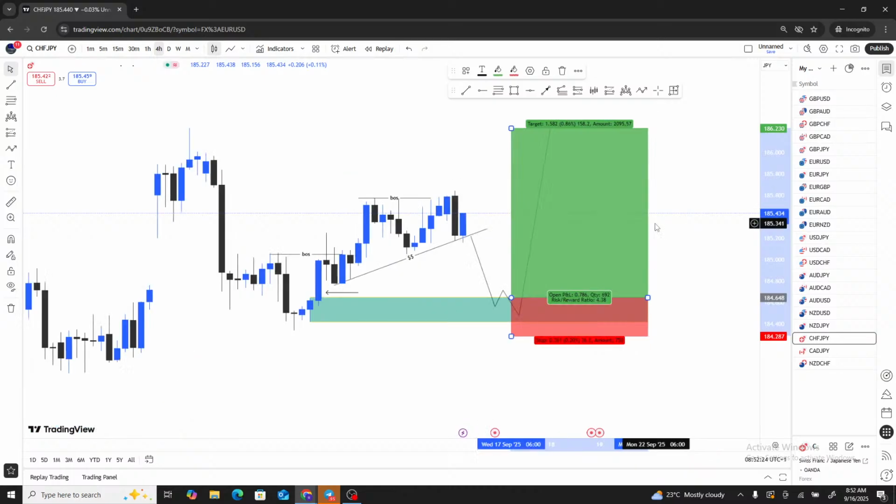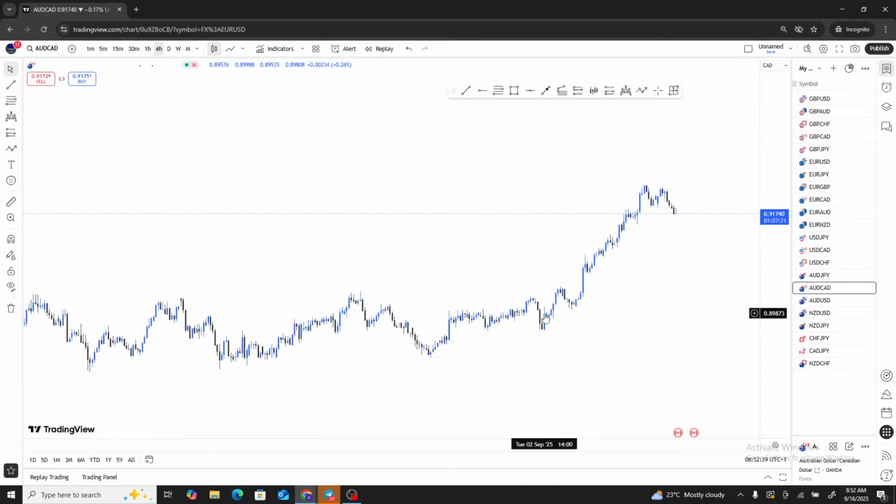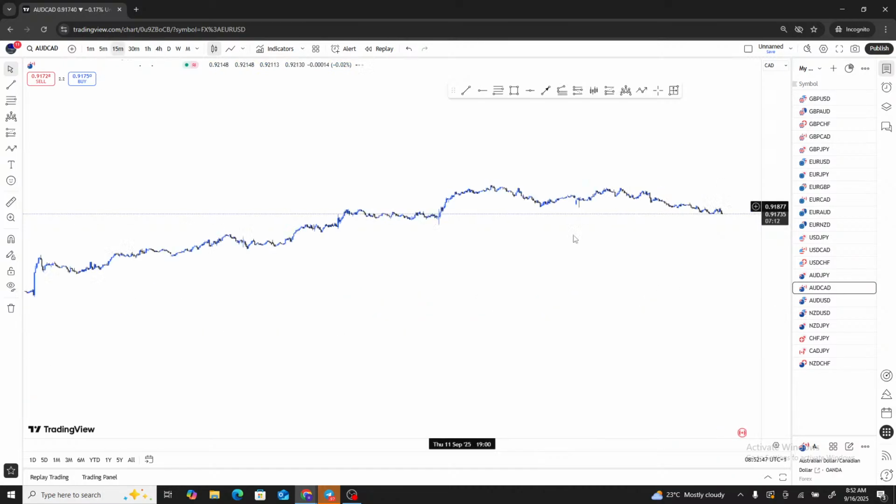Trading is very easy. It's not complicated. You just have to simplify everything. Let's check AUD card. You see, price has been doing higher highs and higher lows into the upside ever since. So we look forward, even on the 15 minutes, you can see as well.